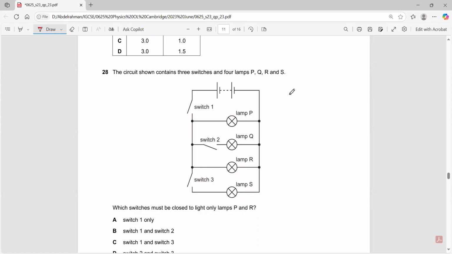The circuit shows three switches and four lamps, P, Q, R, and S. Which switches must be closed to only light lamps P and R? So we need P and R, right? So let's see.